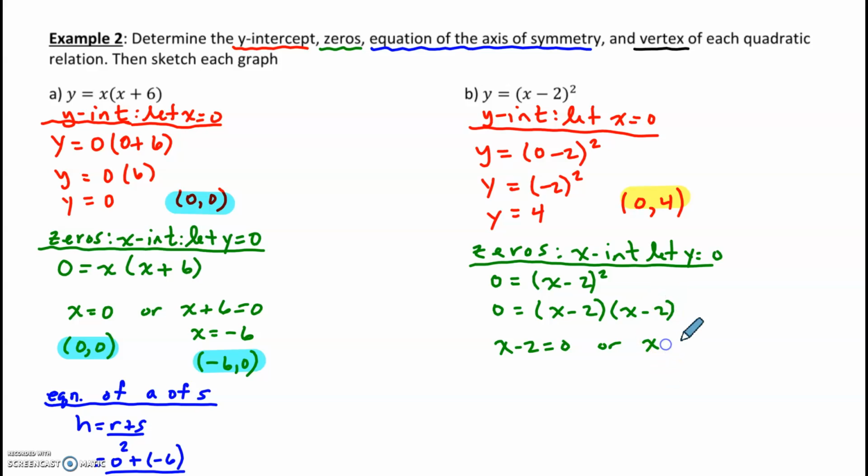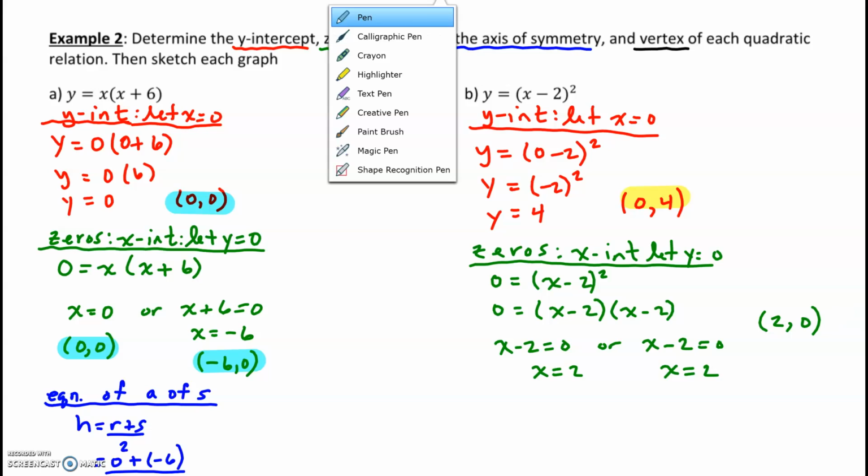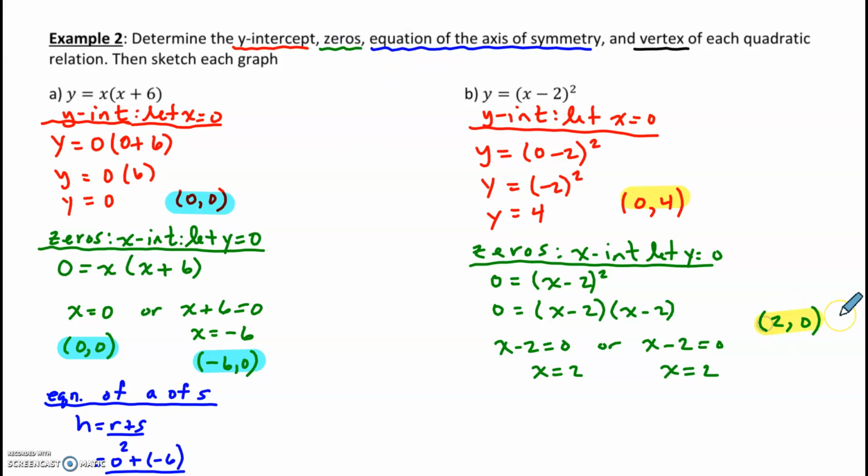Okay, I just wrote down the wrong thing. I'll fix it. So we know we're going to add 2 to both sides. So x equals 2 or x equals 2. Well, that's interesting. It's the same thing. So that means we only have, in this case, 1 zero. If we have only 1 zero, that means that the vertex of my parabola sits right on the x-axis. So that's pretty cool. We'll take a look at it. So that point we have ready to go.